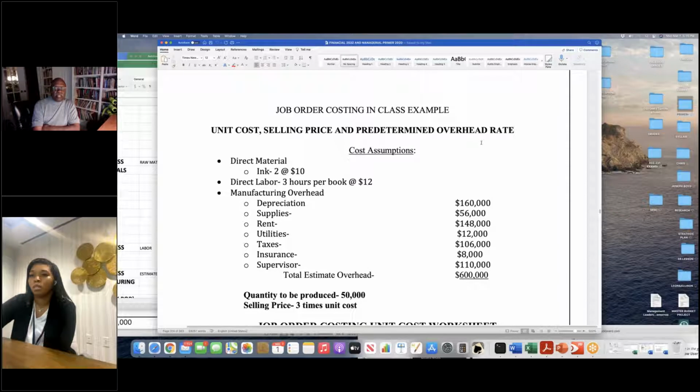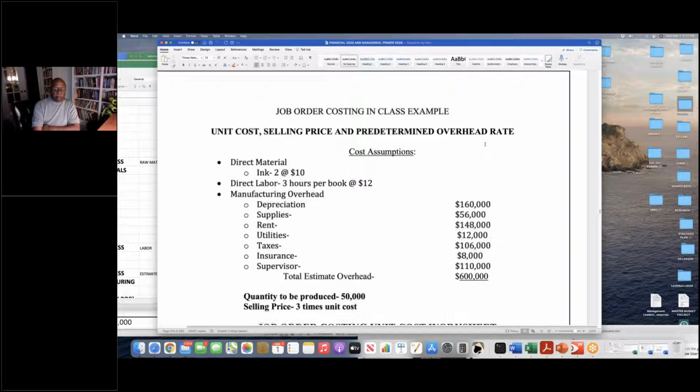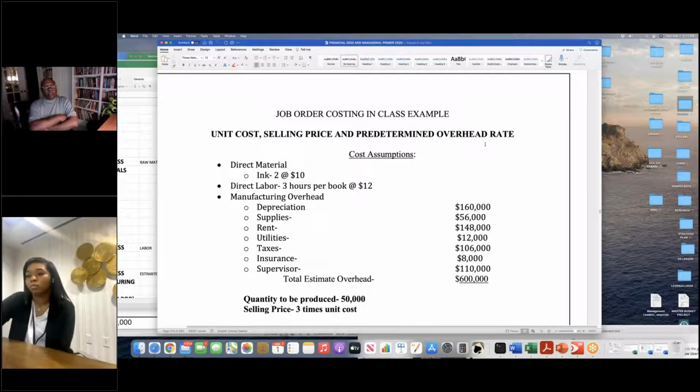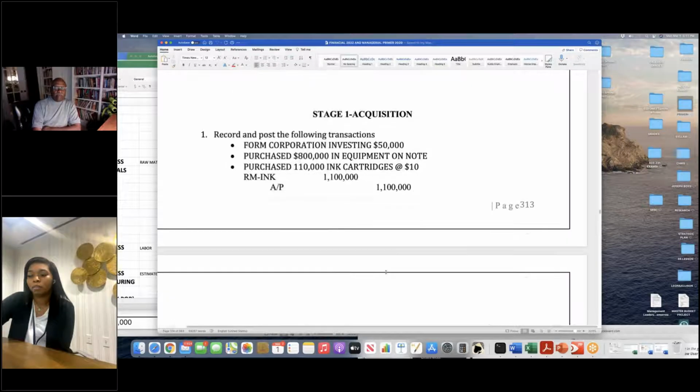And here is your in-class example problem. So this should be in the primer, where we've got all of these same assumptions, except we estimate the overhead. We talk about the types. Quantity to be produced, 50,000, selling price 3 times the unit cost. So the first thing you've got to do is to come up with your job order costing, okay?